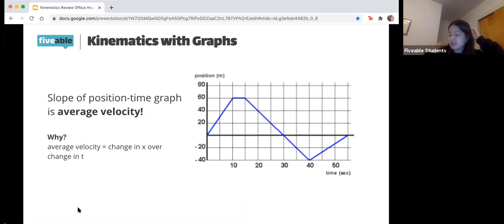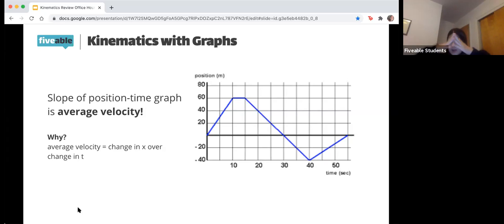And then we can go back to the integral stuff. This is a calculus concept, but remember, integral is area. That means if we're given a velocity time graph, and you find the area between the graph and the x-axis, or I should say the t-axis, because it's time.